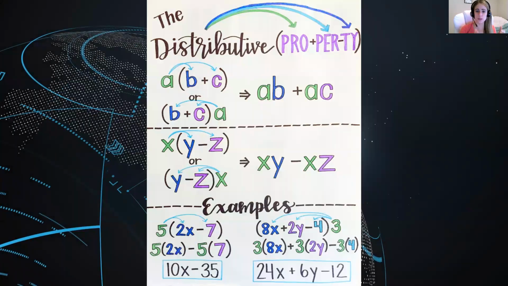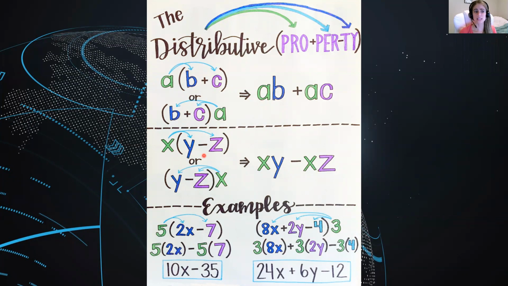So the distributive property is a property that allows us to distribute, or to multiply, a value that is outside of the parentheses to everything that is inside of the parentheses. Now, a couple key things to recognize: the distributive property only works when the terms inside of the parentheses are being added or subtracted from one another.